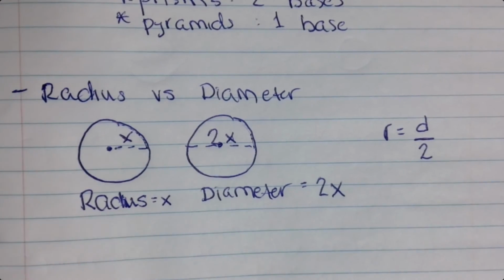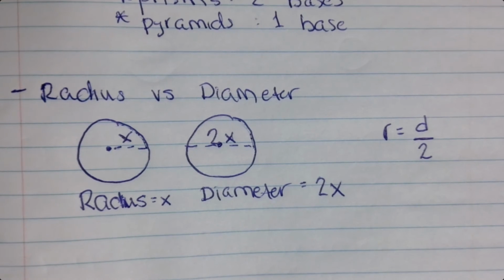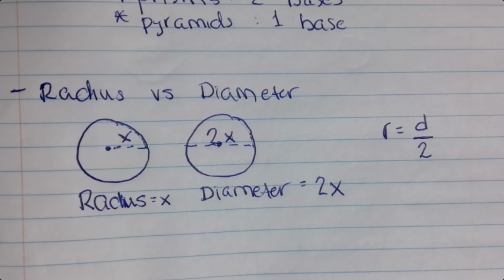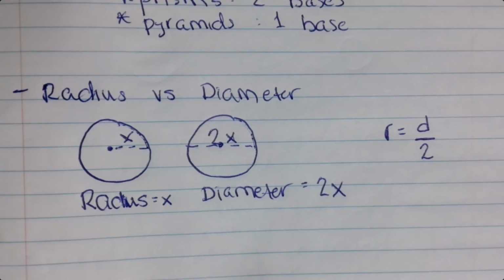Again, this is super important when we are talking about circles and finding area, volume, surface area, anything to do with circles. We need to remember these things about radii and diameters.